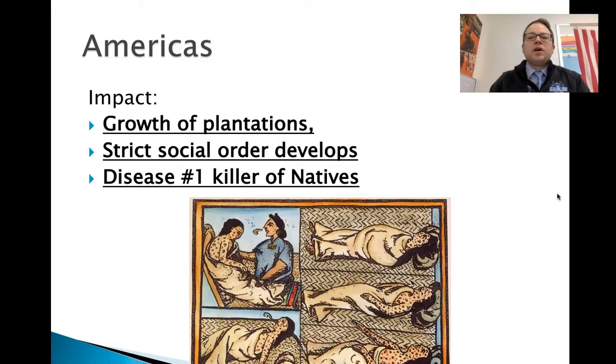The Americas, number one, you're going to have the growth of plantations and farms throughout the colonies, particularly in the South and in the Caribbean. You're going to have a strict social order developing based on race. You're going to see the whites at the top of that social pyramid. You're going to see Native Americans and African slaves near the bottom of that pyramid. And within the white section, which is always going to be above the people of color, you're going to see a class distinction develop with the rich being at the top. Not so many middle class, but those middle class folks in the middle, and then the poor folks down at the bottom. Disease is going to wipe out an entire population.